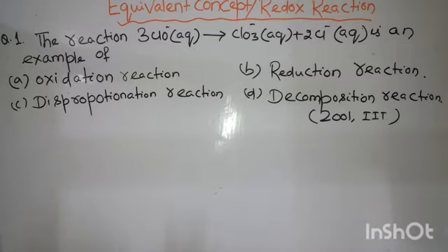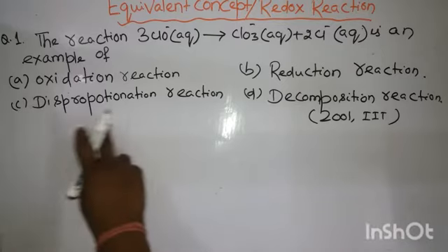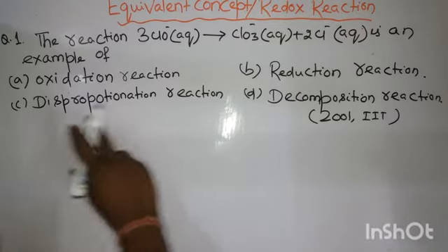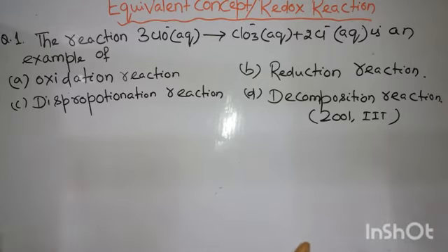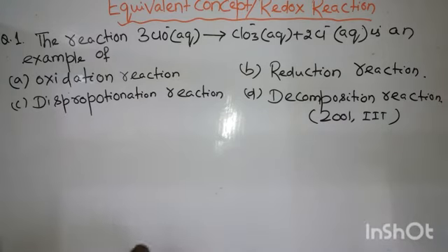The reaction is given below, and the question is asking which type of reaction this is: oxidation, reduction, disproportionation, or decomposition reaction. You already know what oxidation, reduction and decomposition reactions are. Only the disproportionation reaction may be a little difficult. A disproportionation reaction is one in which the same species undergoes both oxidation and reduction. Clear? Write down the oxidation state of chlorine here.